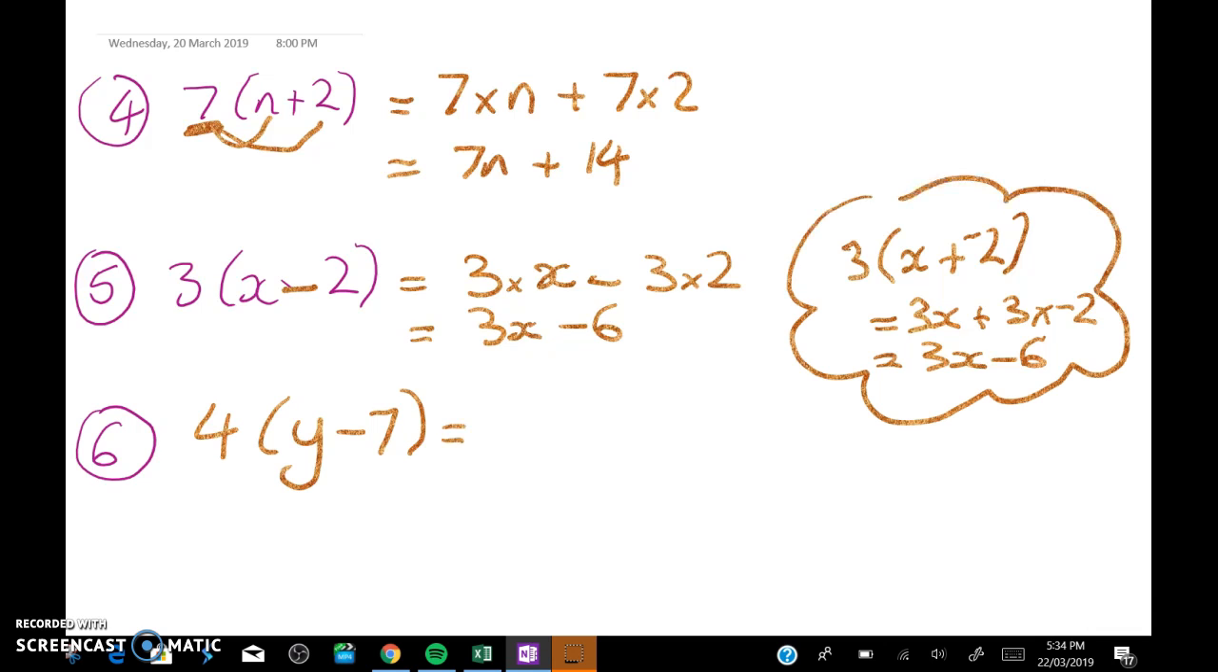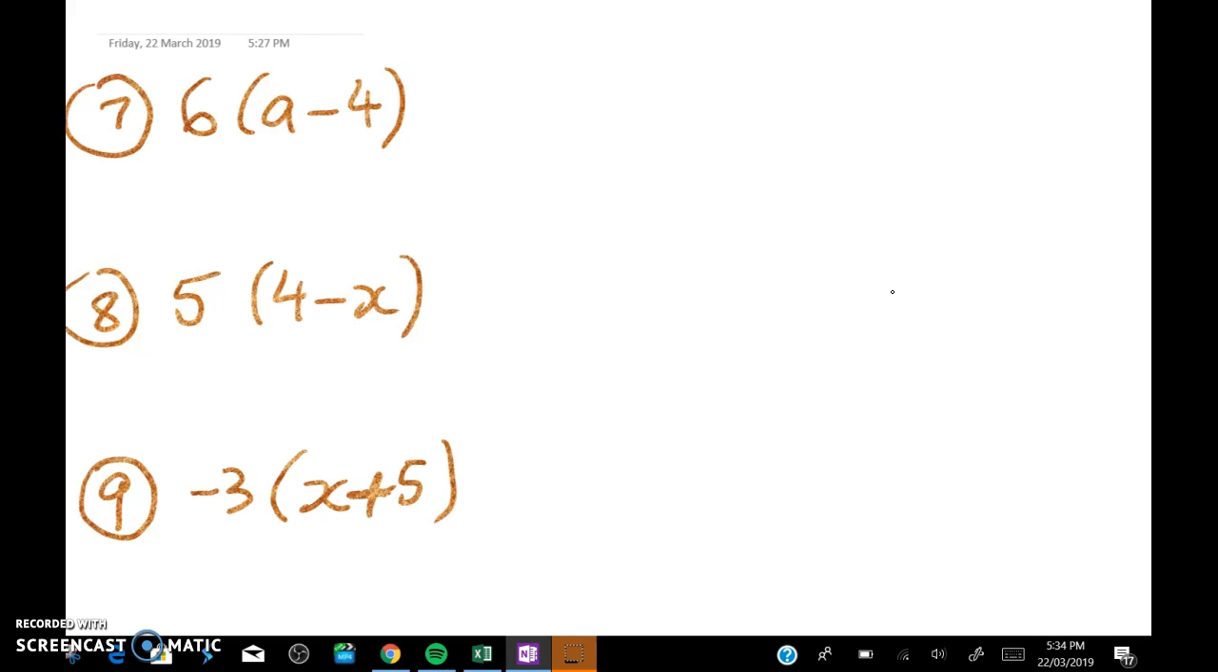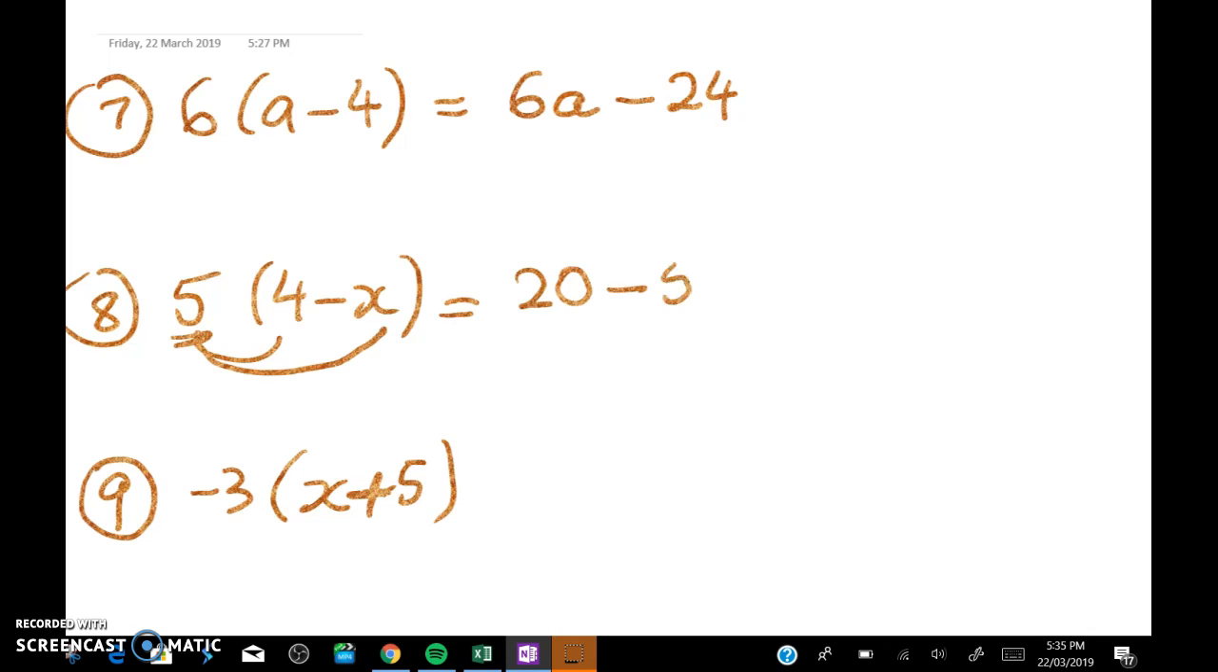Usually though, we're going to think of it as 4 lots of y minus 4 lots of 7, which gives me 4y minus 28. Next 3. Pause the video and try those ones. Okay, now I'm going to start skipping that first line of working. So we have 6 lots of A, 6A, minus 6 4's, 24. Number 8. 5 lots of 4 gives me 20. Take away 5 lots of x, 5x.